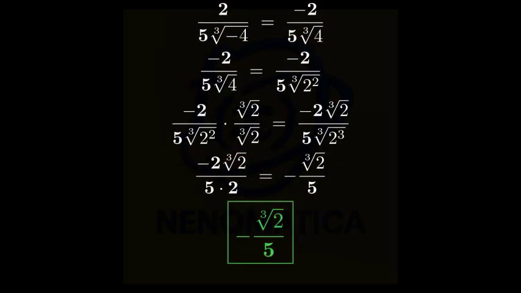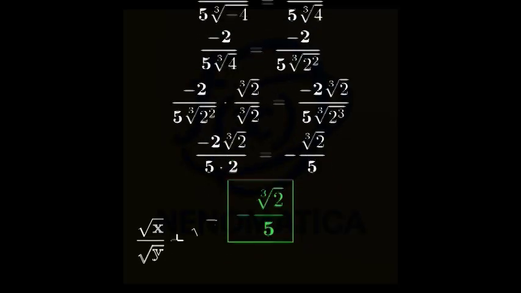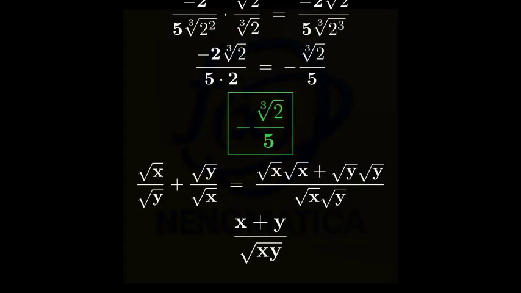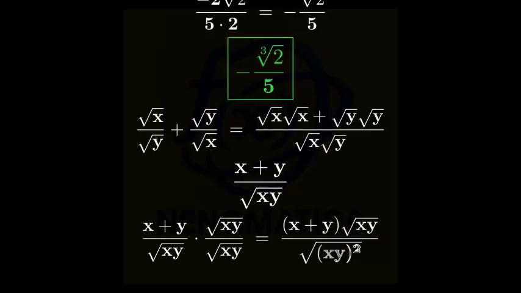Part B. Now simplify the sum of square root x over square root y plus square root y over square root x. We will assume x and y are positive to keep real square roots. Step 1. Use a common denominator of square root x times square root y. Step 2. Simplify the numerator using root times root equals the radicand. Step 3. Rationalize the denominator by multiplying by square root of x y over itself. Step 4. Simplify to the final form.